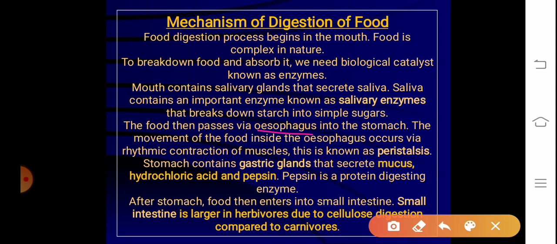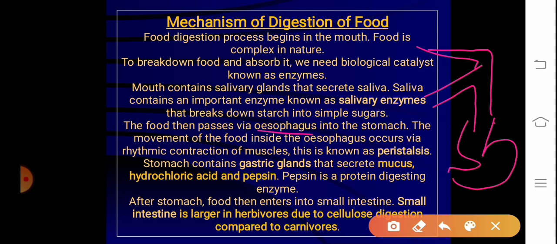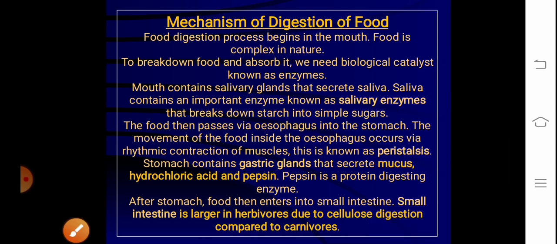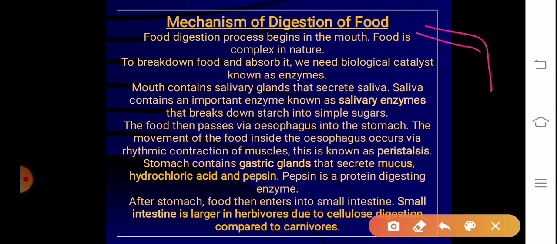The muscles present in the esophagus take the food inside the stomach with the help of peristaltic movement. It is called peristalsis. Now, from the mouth it entered the esophagus. Then from the esophagus, it now reaches the stomach, this region. I just roughly drew it here, it enters the stomach.